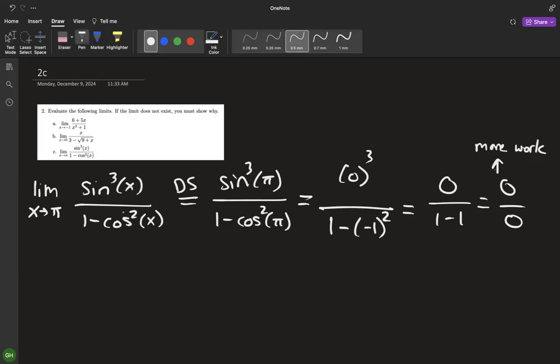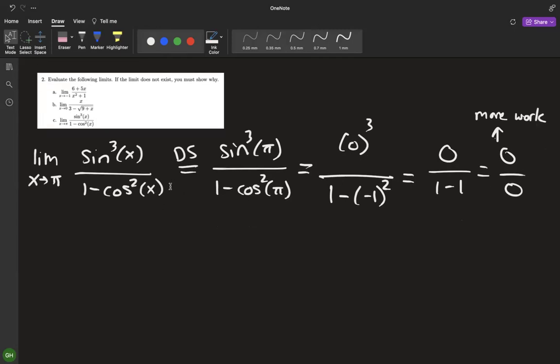But this doesn't fit neatly into one of our categories of factoring, conjugating, or common denominators. So I am kind of at a loss of what to do here. That is, if I didn't know the most important trig identity. This was on your, I believe it was the second exam, where I had a question where you had to know that sine squared of x plus cosine squared of x equals 1.